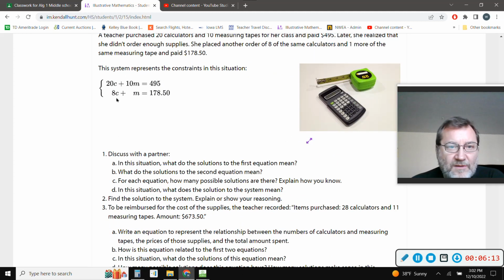Okay, so what I can do is I can use either elimination or substitution on this. This is really what it comes down to. The 2 methods that we know so far. There's 2 methods that I can use to solve this. Find the solution of the system, explain, or show your reasoning.